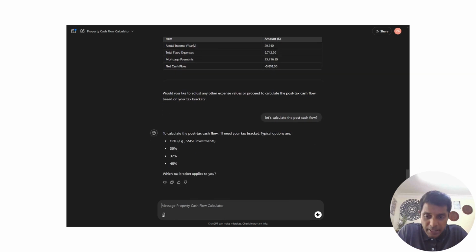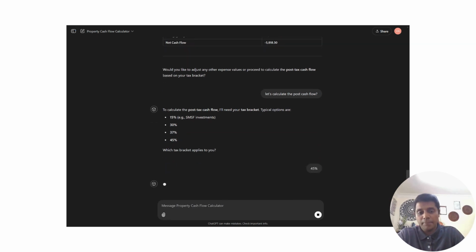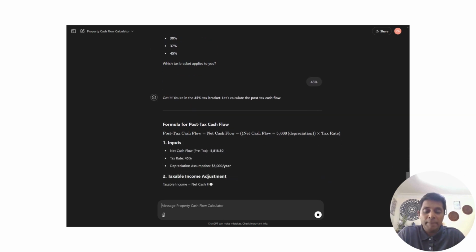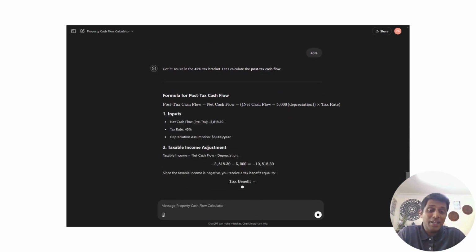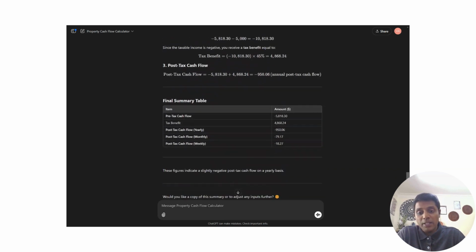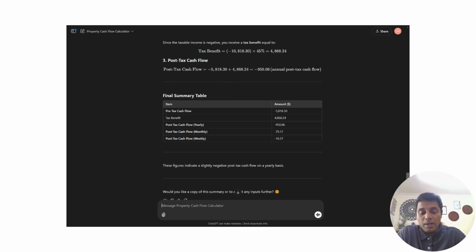From here, it again asks for a specific question, very specific to Rani and Manny's situation: what tax bracket are they under? They are under 45%, which I know. So from here, it makes the calculation, to give you the indication of, if you purchase this property, what would be the post-tax calculation and what would be the cash flow. Is it negative? Is it positive? Or is it neutral?